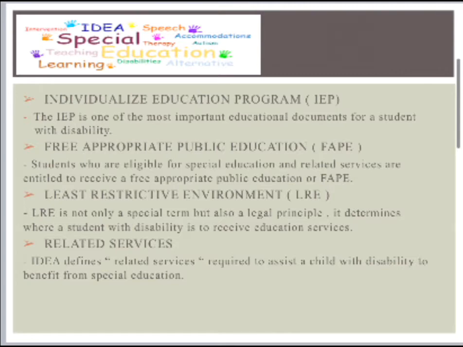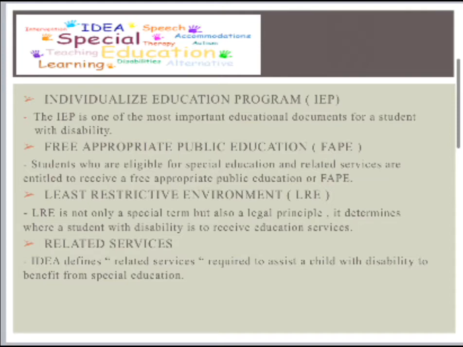Free Appropriate Public Education or FAPE. FAPE is the heart of special education. It means that the public education entity is responsible for educating students within its boundary. Least Restrictive Environment or LRE is not only a special term but also a legal principle. It determines where a student with a disability is to receive education services. LRE means that to the maximum extent appropriate, school districts must educate students with disabilities in the regular classroom with appropriate aids and supports along with their non-disabled peers in the school.